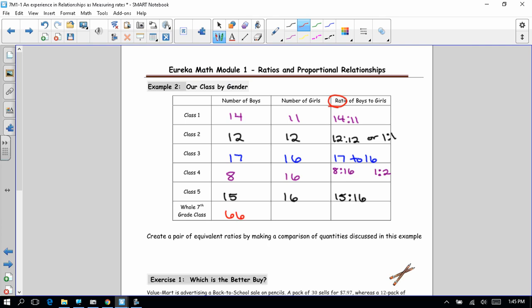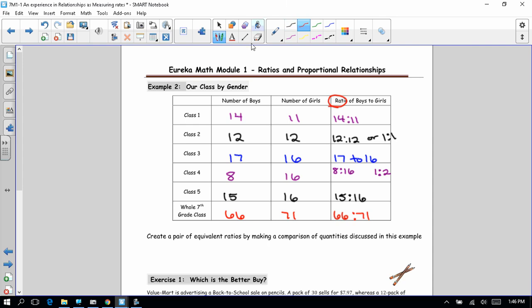I'm going to do the same thing for my girls. Let's add that up really quick. I had 11 plus 12 and then another 16 and another 16 and another 16. Wow. I had 71 girls that year. So if I said, what's the ratio of all of my students across the entire day, I have 66 boys to 71 girls.